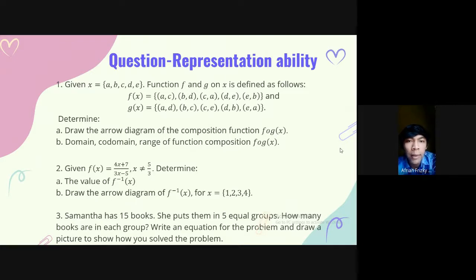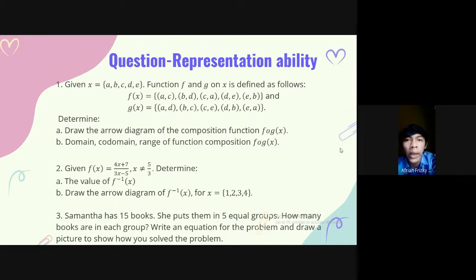And the third is Samantha has 15 books. She puts them in 5 equal groups. How many books are in each group? Write an equation for the problem and draw a picture to show how you solve the problem.